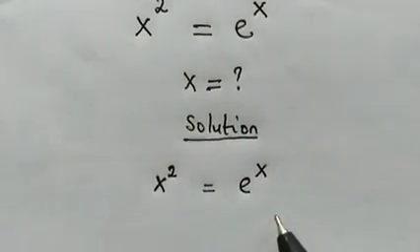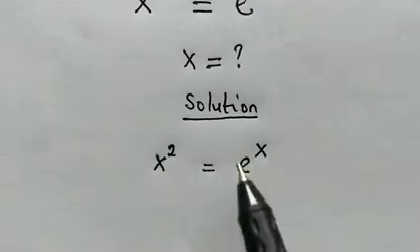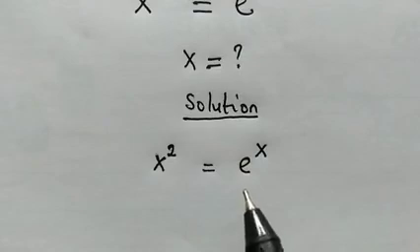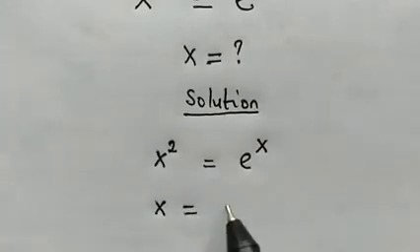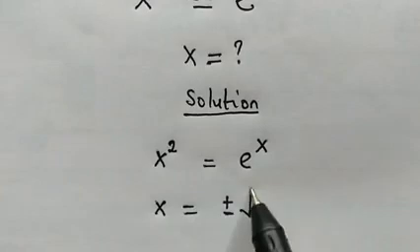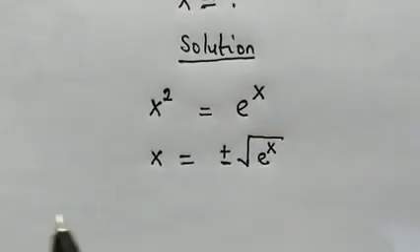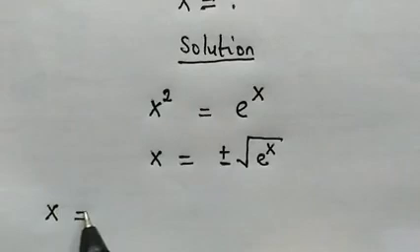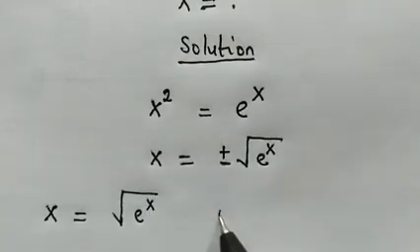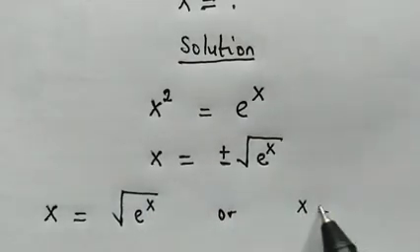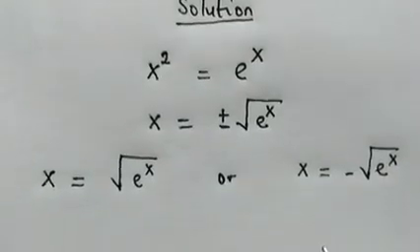power of x. In our next step, let us take the square root of both sides, but we know that the right hand side will carry plus or minus. So the left hand side will be x. This will be equal to plus or minus the square root of e to the power of x. So now we have that x is equal to positive square root of e to the power of x, or x is equal to negative square root of e to the power of x.